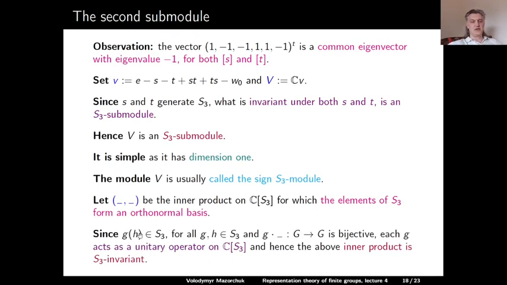Since G applied to an element in the group is an element in the group, and different elements in the group go under the multiplication with G to different elements in the group, in this inner product, each element of the group acts as a unitary operator. In particular, this inner product is actually S3 invariant.